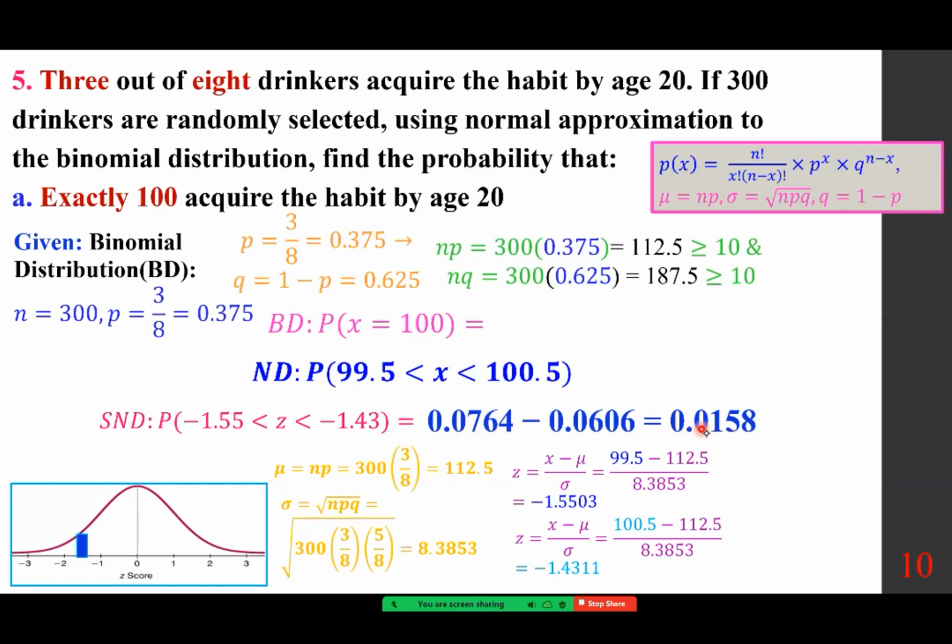If we were to do this in this manner, I want to make sure we understand what happened. Binomial distribution. We add and subtract 0.5 to make it continuous and therefore normal distribution. We calculate the z-score to go to standard normal distribution. And here's from the table, everybody.